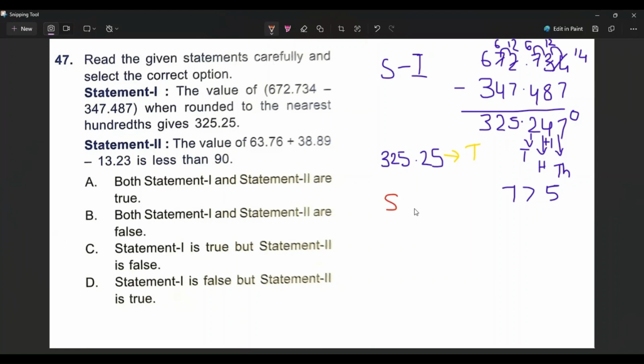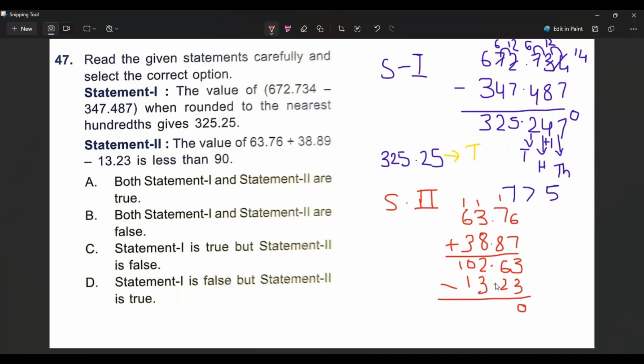Let's check statement 2. The value of 63.76 plus 38.89. First, let's add this. 6 plus 7 is 13, 1 carry. 1 plus 7 is 8, 8 plus 8 is 16. Decimal, 1 carry. 1 plus 3 is 4, 4 plus 8 is 12. 1 carry. 6 plus 1 is 7, 7 plus 3 is 10. So we got 102.63 and minus 13.23.